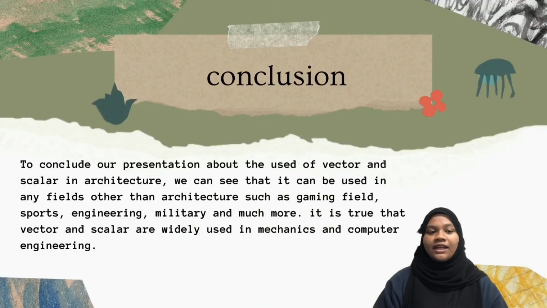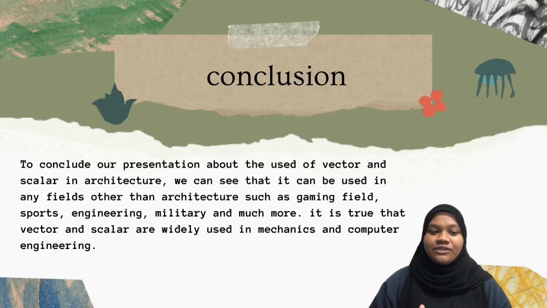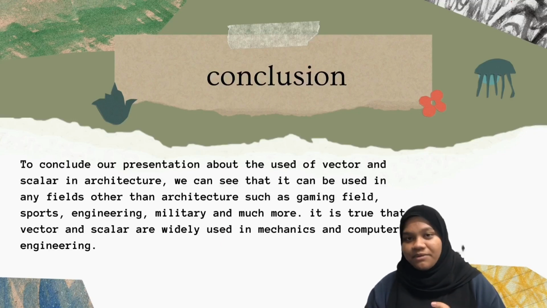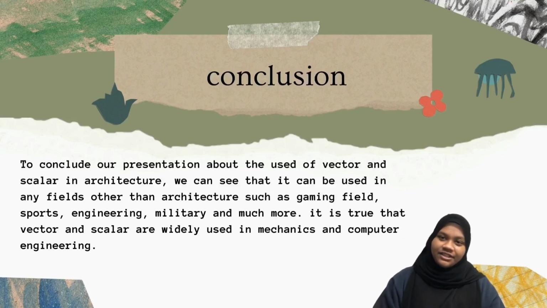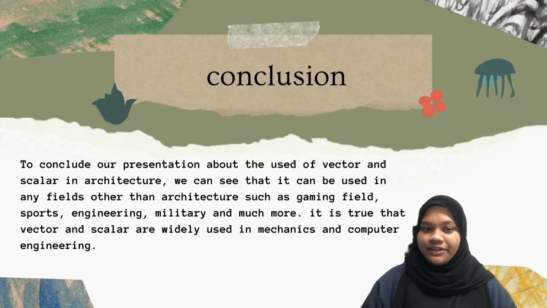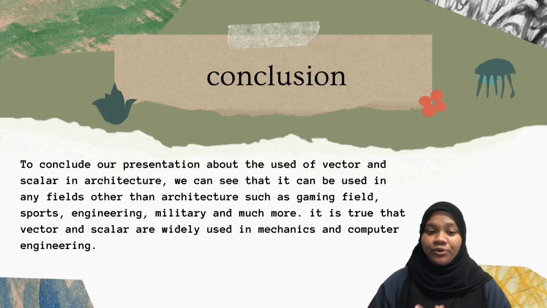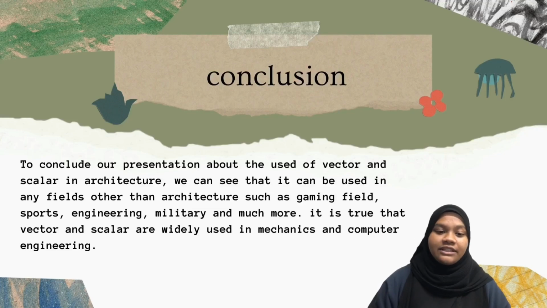To conclude our presentation about the use of vector and scalar in architecture, we can see that it can be used in many fields other than architecture, such as the gaming field, sports, engineering, even military, and much more. It is true that vector and scalar are widely used in mechanics and computer engineering.